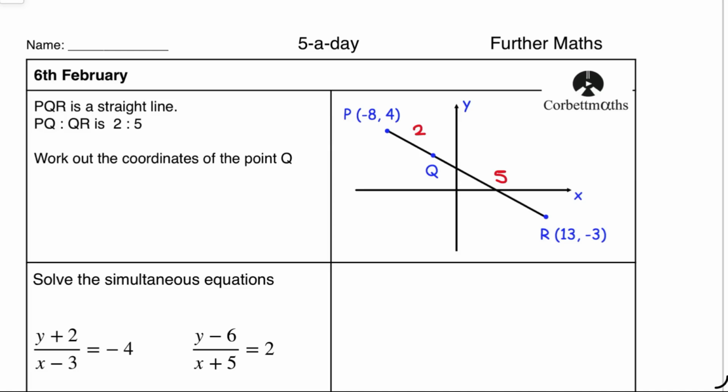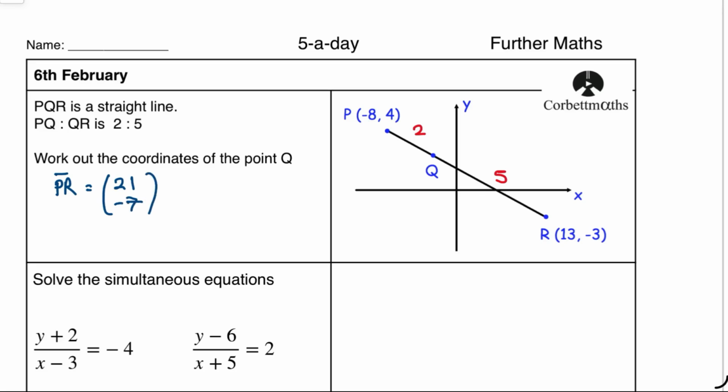Okay, well, we've done these sort of questions before, haven't we? As you may have seen me do on videos before, I'm going to start by working out, not PQ, it's PR, the vector P to R. I go from -8 to 13, so that's going to be 21. And I go from 4 to -3, which is going to be -7.